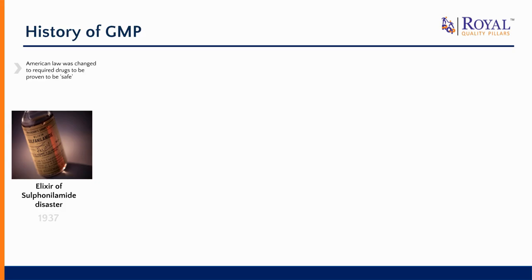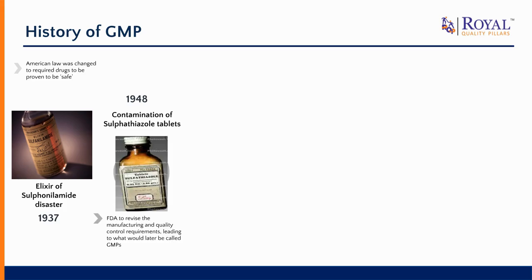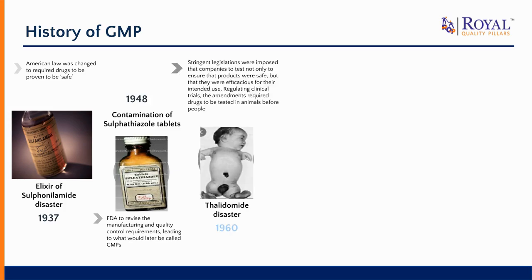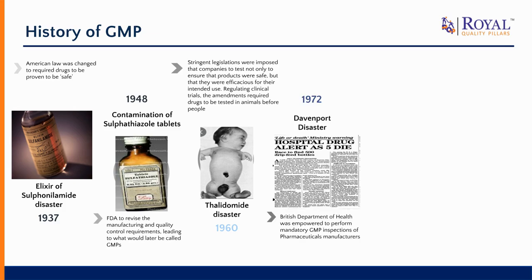In 1937, the elixir of sulfanilamide disaster led to changes in US law requiring drugs to be proven safe. In 1948, after contamination of sulfathiazole tablets, the FDA revised manufacturing and quality control standards, laying the groundwork for GMPs. By 1960, further disasters prompted even stricter regulations, including testing drugs for efficacy and safety, first in animals, then in people. In 1972, following the Davenport disaster, the British Department of Health made GMP inspections mandatory for pharmaceutical manufacturers.